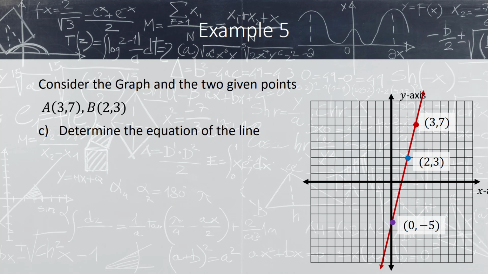And then finally, we need to determine the equation for the line. Okay, well, we know that the slope is 4. We know that the intercept is -5, or 0, -5. And if that's the case, then y is going to be equal to the slope, which is 4, times x, plus the y-coordinate of the y-intercept, which in this case is -5. And there's our equation.